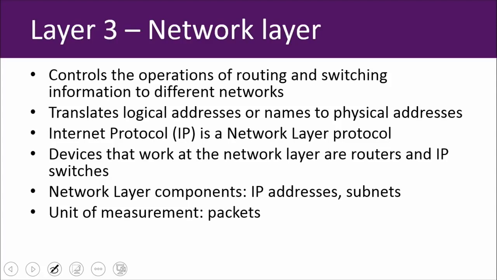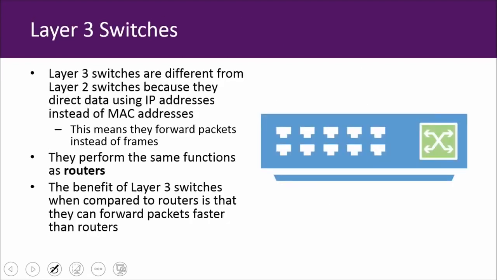Okay. There are a few different network layer components. You got IP addresses and also subnets, which we featured in our last module. And the unit of measurement here is called a packet. Layer 3 switches are different from layer 2 switches because they direct data using IP addresses instead of MAC addresses, okay? So they forward packets instead of frames. They can perform all of the same functions as routers, but they're not routers, okay? The benefit here in using a layer 3 switch versus a router is that they can actually forward packets faster than routers. And detailing how this is done is a little bit beyond the scope of this course. But if you're interested, once again, take that initiative and go ahead and Bing it, right?